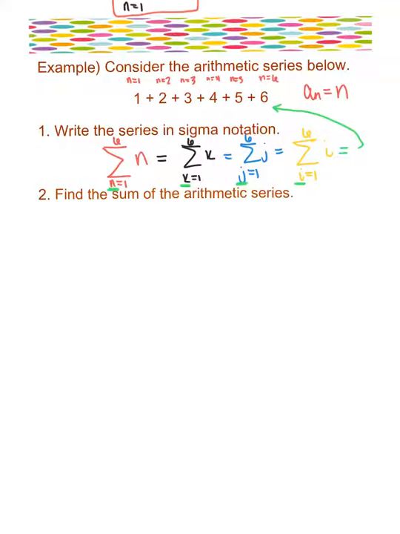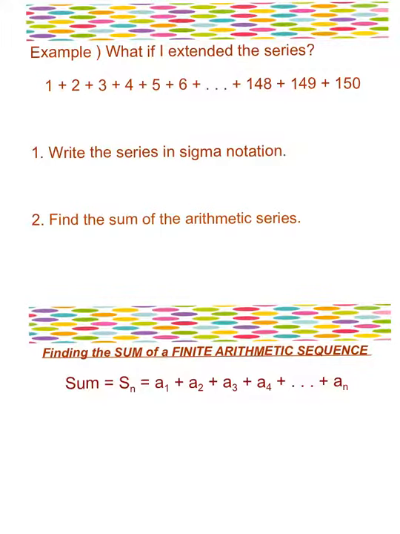So now find the sum of the arithmetic sequence. If I'm finding the sum from 1 to 6 of n, I'm just adding 1 plus 2 plus 3 plus 4 plus 5 plus 6, and I can easily do that. I get 21. It's not bad at all. But what if I extend the series? I'm going to take the same exact series, but extend it out to 150. Now let's write that series in sigma notation. My rule is still n, but now I'm going from 1 to 150.